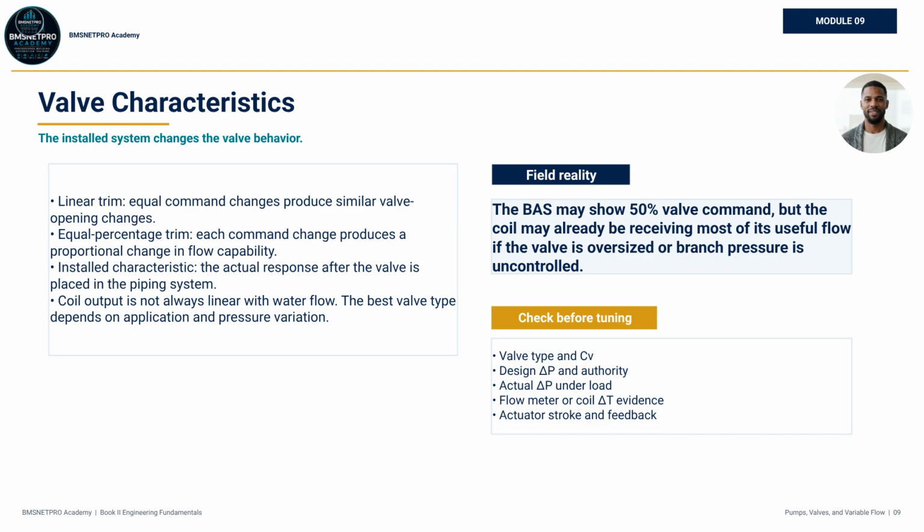A valve that looks reasonable on paper can act very aggressively in the field if it is oversized or if differential pressure varies too much. This is why a 50% command does not necessarily mean 50% useful heat transfer. Before tuning a loop, check the valve type, CV, design pressure drop, actual pressure behavior, actuator stroke, and whether the coil delta T makes physical sense.